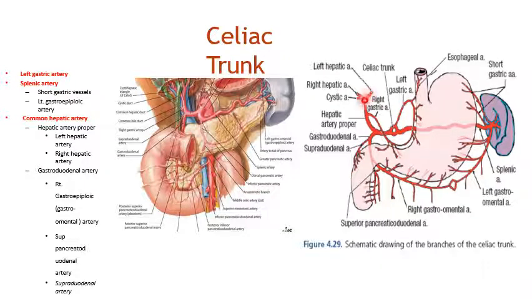Then what are the branches of common hepatic artery? First is the gastroduodenal artery. It is a very large branch. This is the gastroduodenal artery and it arises at the upper border of the first part of duodenum. This is the first part of duodenum. This is the second part and it is arising, see, at the upper border. Here is the upper border. यहाँ पर arise कर रही है.